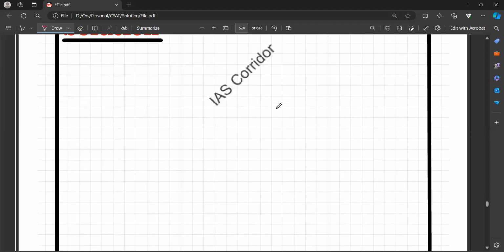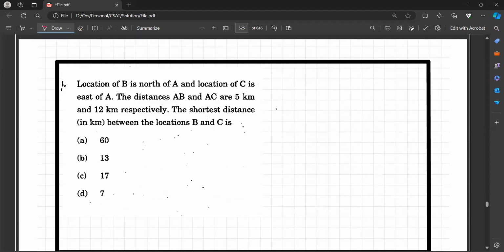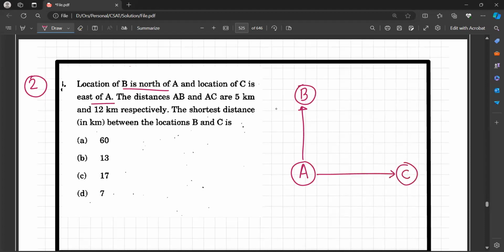Proceed to the next problem, that is question number 2. Location of B is north of A. This is A, and to the north B is located. Location of C is east of A. To the east of A, C is located. The distances AB and AC are 5 and 12 kilometer respectively. AB is 5 kilometer, AC is 12 kilometer.